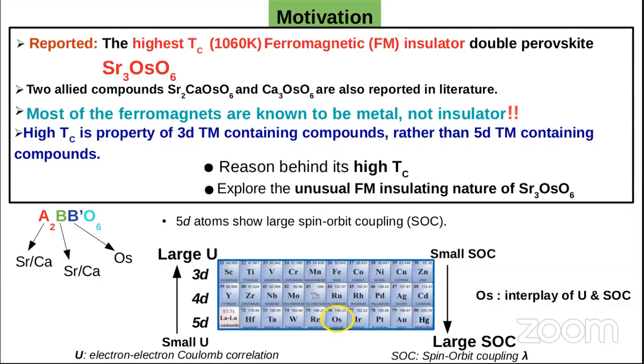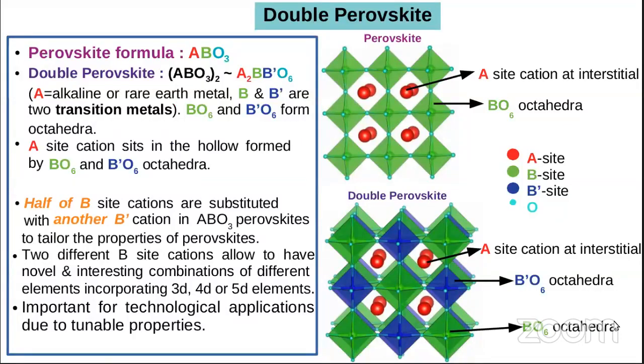If you look at the periodic table and go downwards along the row, we get that the electron correlation U decreases, whereas the spin-orbit coupling lambda increases. So osmium has such a position in the periodic table that it will show the interplay of both U and SOC.